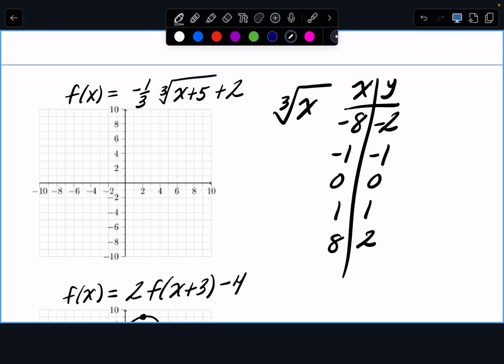Now a cube root is unlike a square root. Let me remind you what a cube root graph looks like in general. This is a really rough sketch. This is what a cube root looks like. It's like a snake, kind of. I don't know how else to describe it.